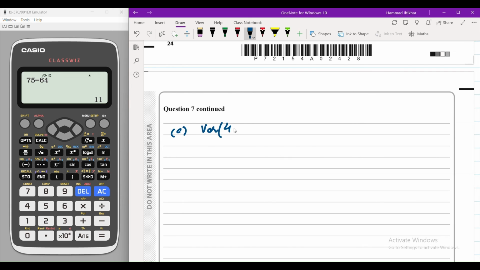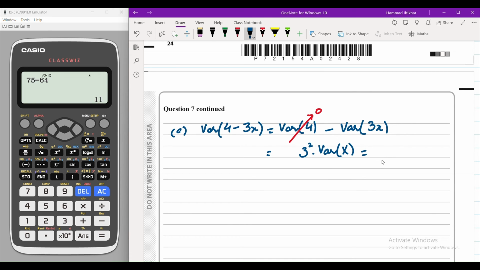Variance of 4 minus 3x equals variance of 4 minus variance of 3x. Now, variance of a constant is 0. This one, however, becomes 3 squared variance of x. We can't have a negative variance, so we're discarding that minus over here.